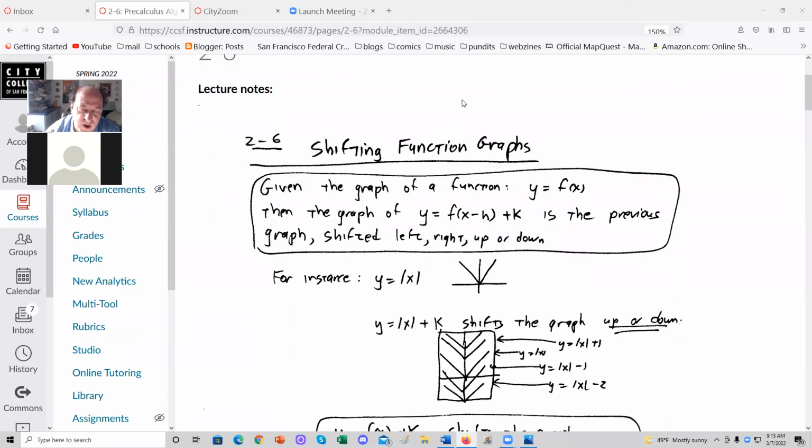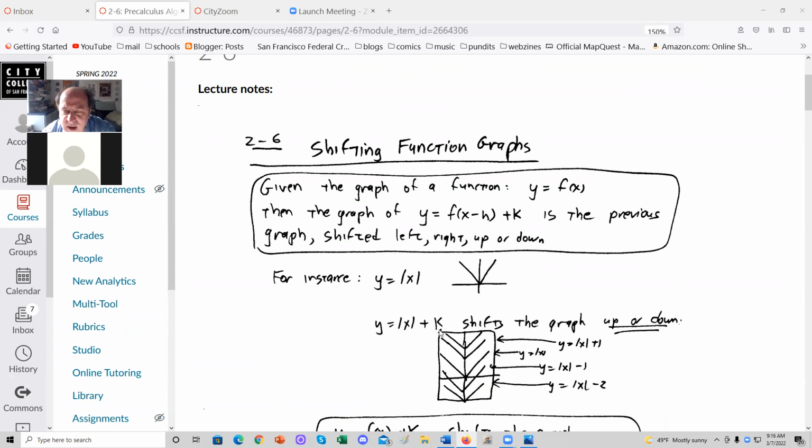This section is about changing the graph of a function. Say we have a graph of a function, say here in case y equals absolute value of x. We're going to shift it up or down or left or right by changing the formula a bit. For example, here y equals absolute value of x.